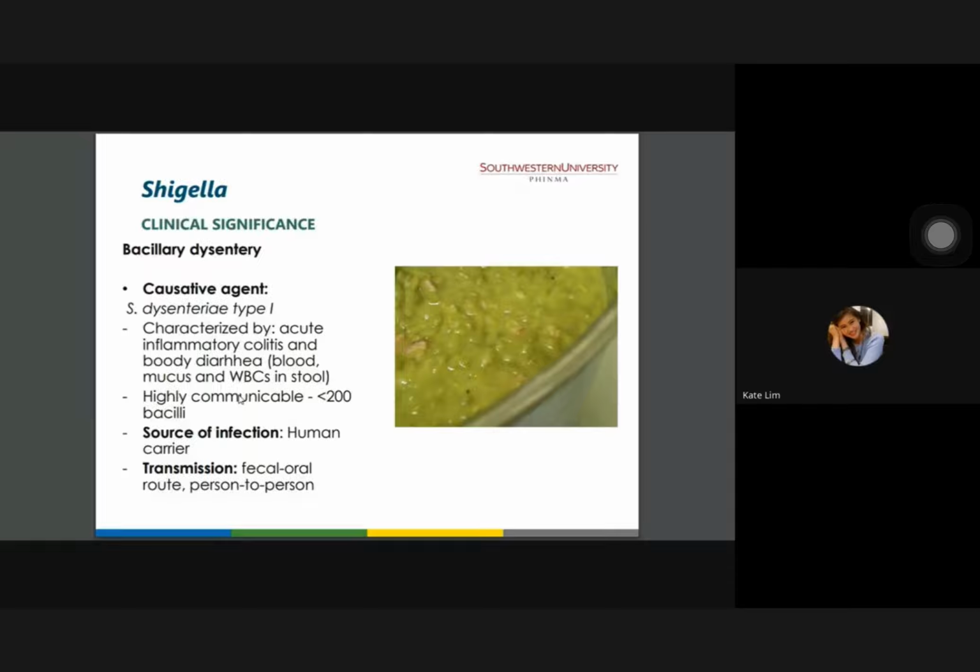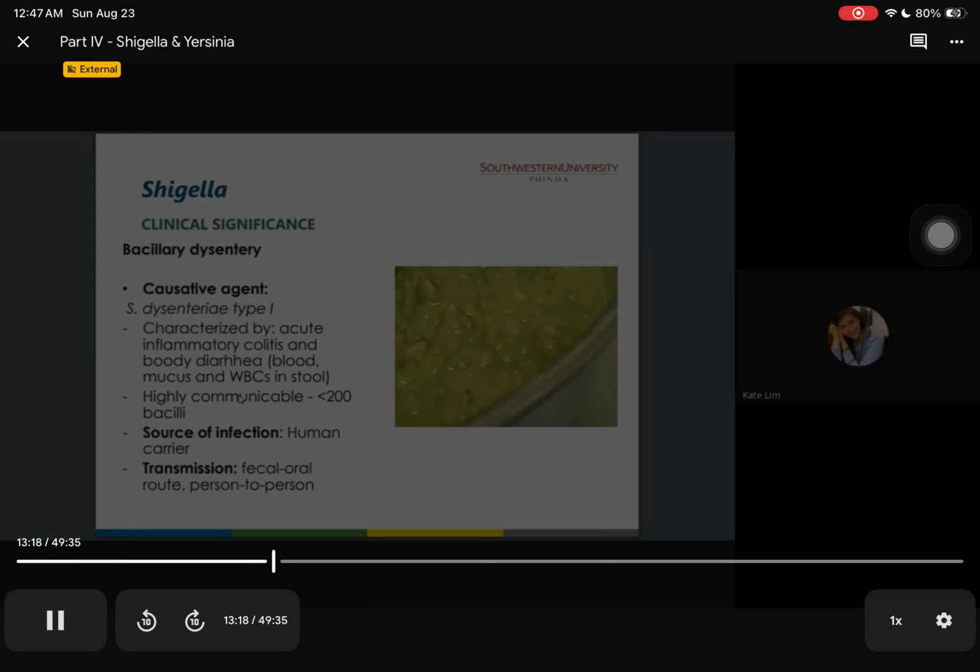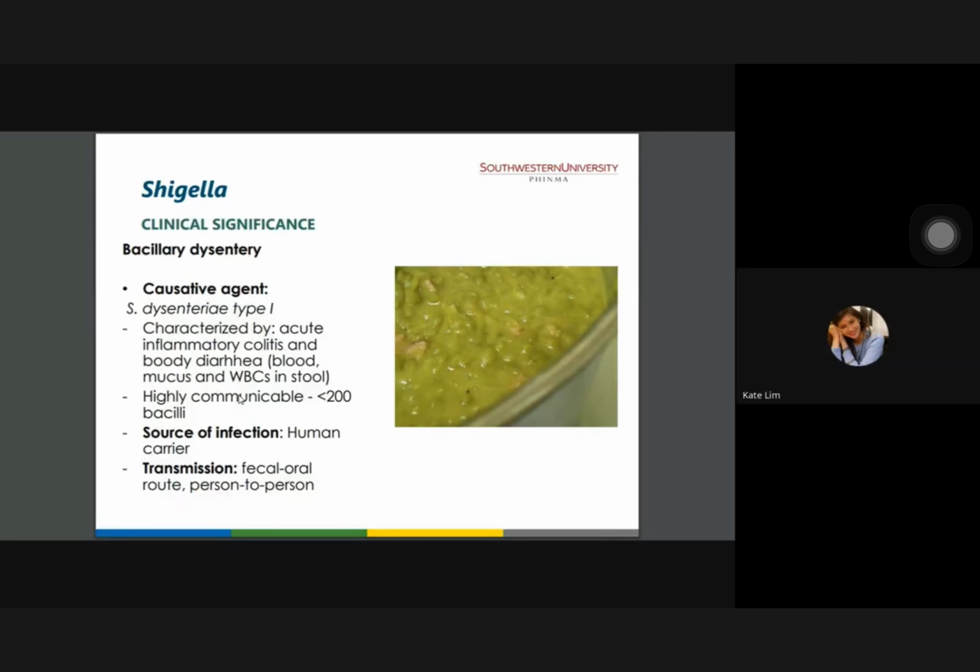So how do we get this one? Number one, that is mediated by human carriers. These are infected individuals that are usually asymptomatic but could still spread the bacteria. So we have the fecal-oral route and person-to-person transmission. Again, Shigella is strictly person to person and a human pathogen, so it has no animal reservoir.